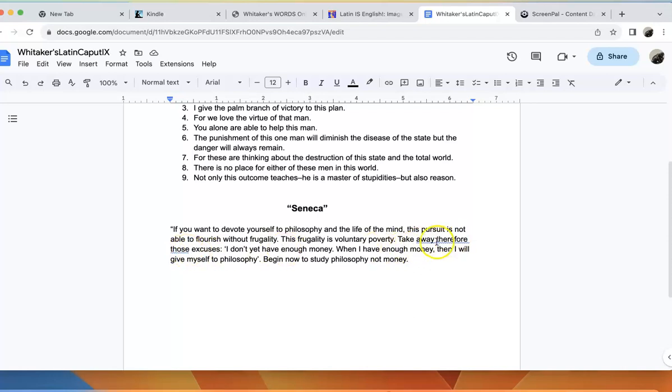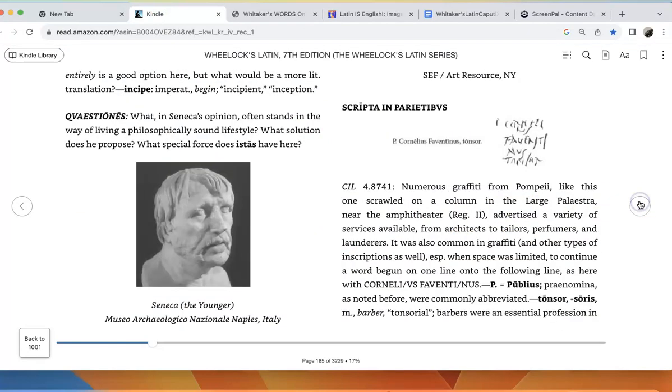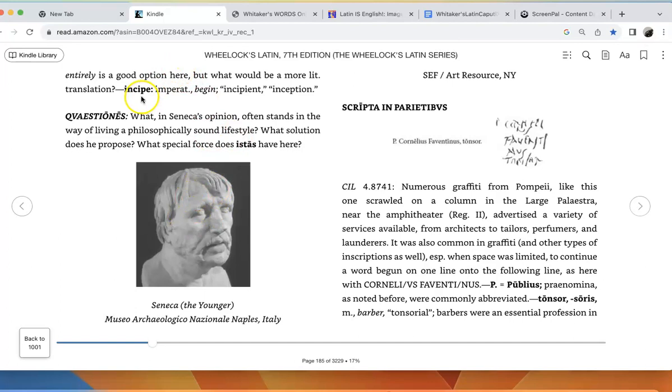All right, so takeaway there for those excuses, that's fine. I'm not going to change that there. So, all right, so that one, that is Seneca. They give us any other vocab here. Begin, therefore. What in Seneca's opinion, this might be on your test, what in Seneca's opinion often stands in the way of living philosophically, a philosophically sound lifestyle? What solution does he propose? What special force does Istes have? We said often it's negative. And there is a famous bust of a famous Roman philosopher.